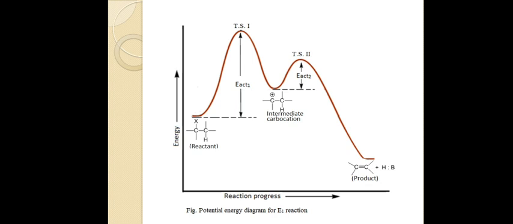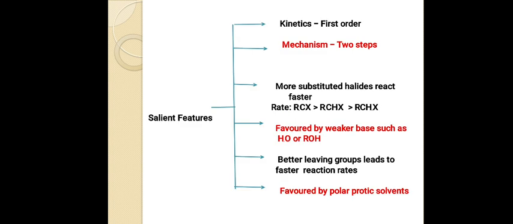This is the energy level diagram for the unimolecular elimination reaction, in which you have the reactant, which is of lower energy, and you have the transition state 1, and you have the intermediate carbocation formed, then you have transition state 2, and the last one is the product, which is of still lower energy compared to the reactant. So you have two peaks in E1 reaction, transition state 1 and transition state 2.